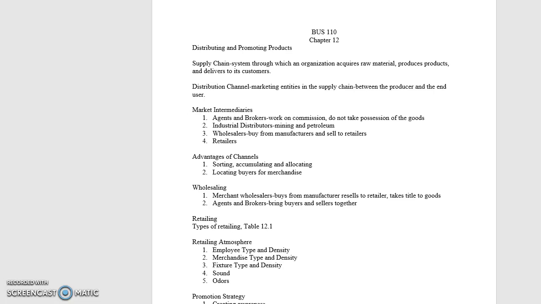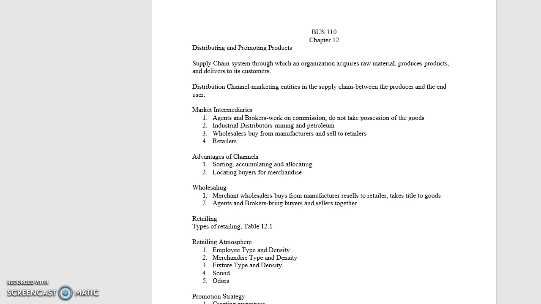Agents and brokers, they work on commission. One of the easiest ways to think about this is a real estate person. A real estate agent doesn't buy the house that you're looking at to buy. Their basic job is to connect a buyer with a seller. So they typically work on commission and they don't take possession of the goods. They work to get the buyers and the sellers together.